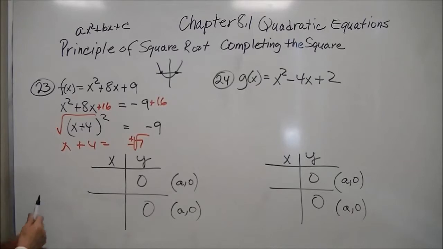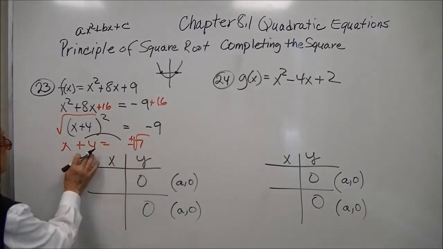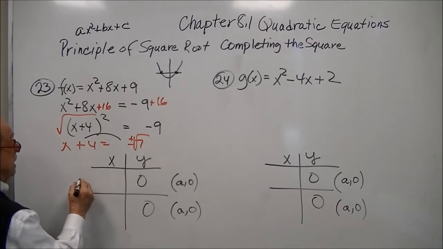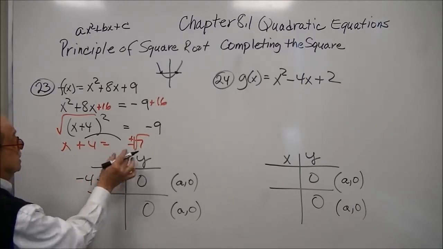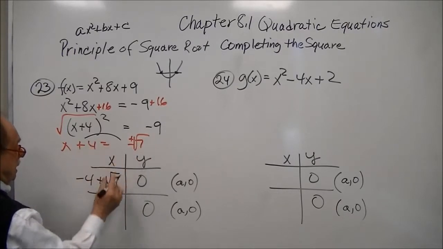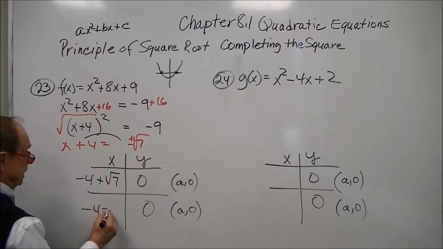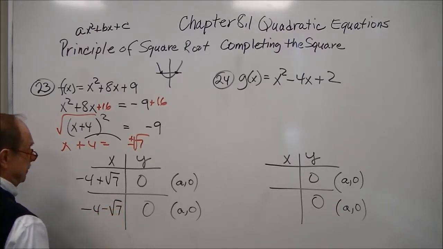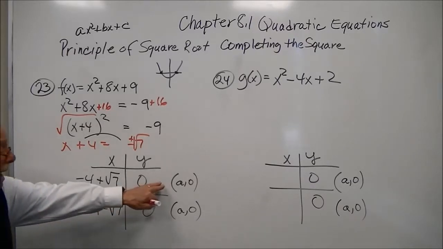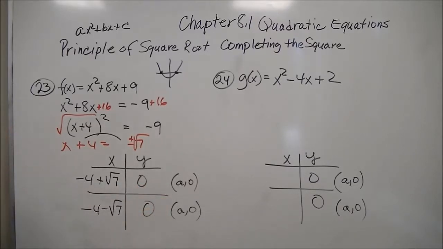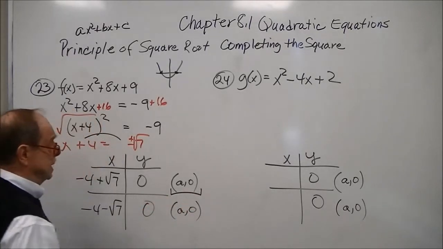So when I transpose the 4, here's what I get. I get a negative 4 plus the square root of 7. That would be one answer. And again, my negative 4, transposing that, minus the square root of 7. And those are my x-intercepts. You recall this was the official way to show the x-intercept.